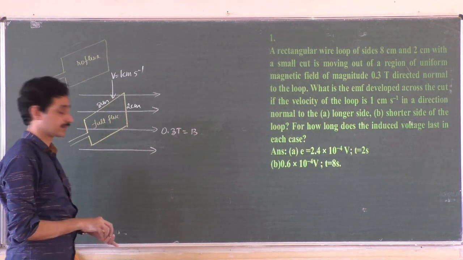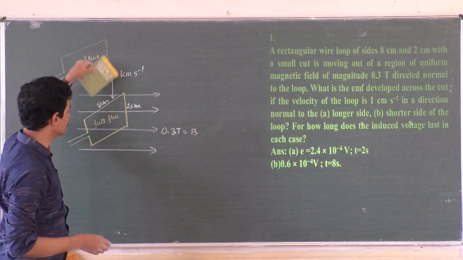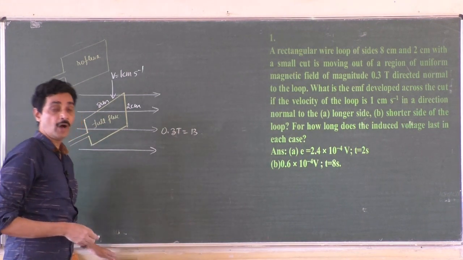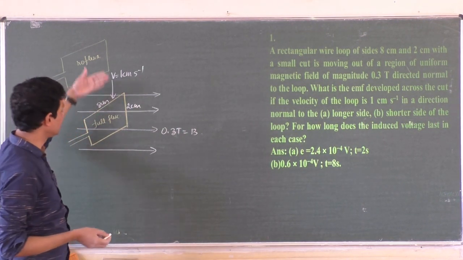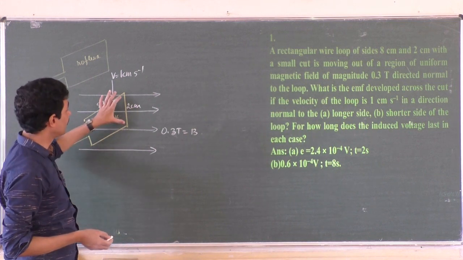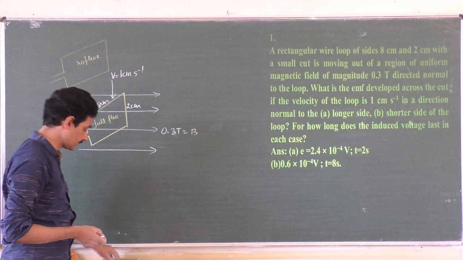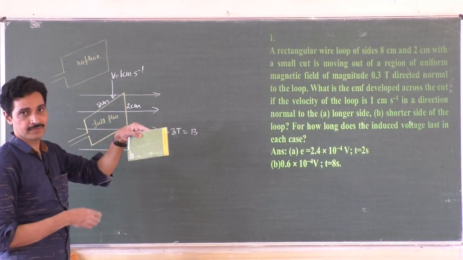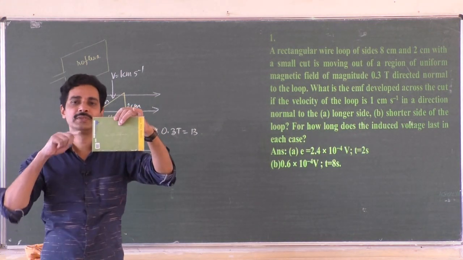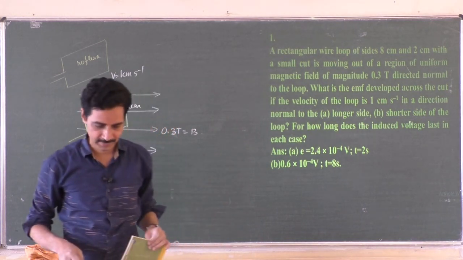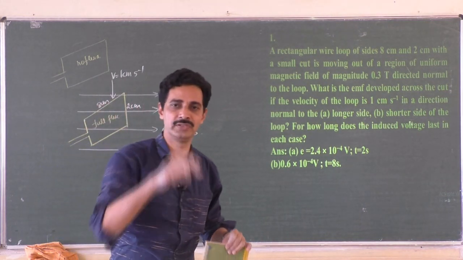When it gets full flux, when its complete area is introduced into the magnetic field, am I right? How much time does it take to completely get into the magnetic field? How much time is taken to move this 2 cm into the magnetic field? Because this part is normal to the magnetic field. Say I put the magnetic field normal to you. That becomes easier. The magnetic field is coming towards you.